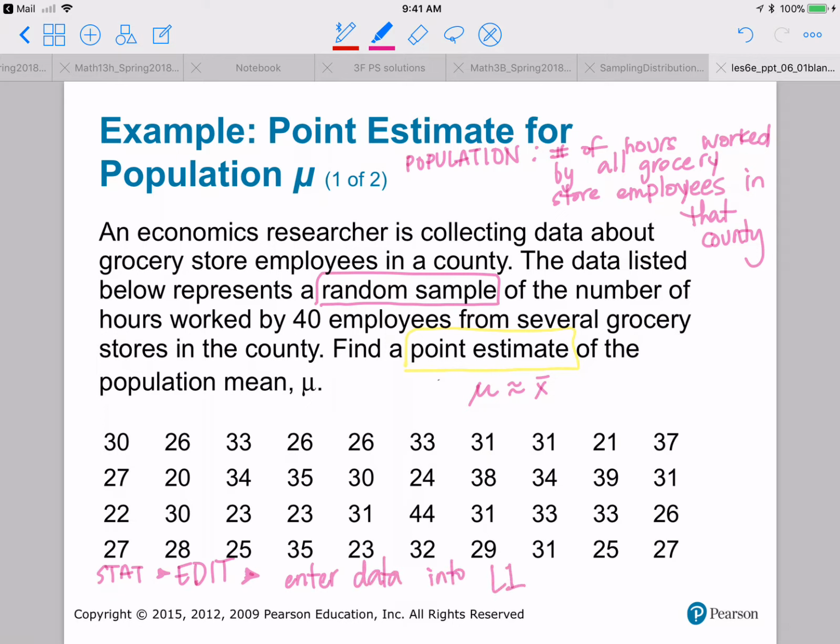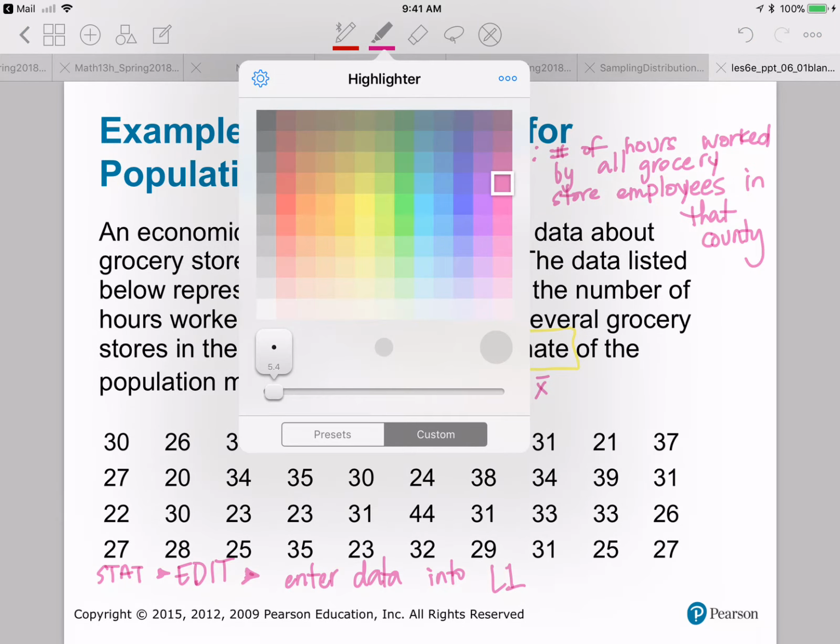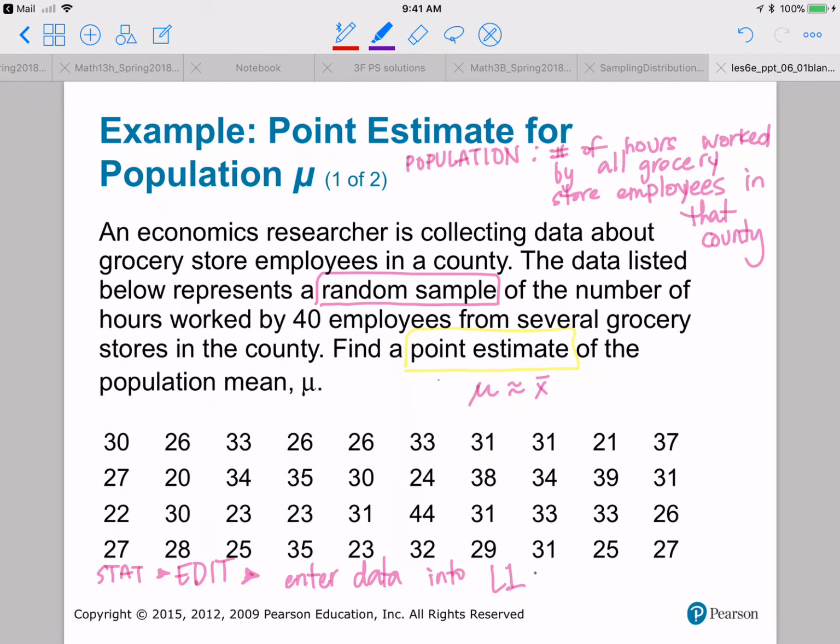And then once you've entered the data into L1, 30, 26, 33, 26, 26, 33, 31, 31, and so on, I've done all of that. Now I press Stat again. Let me use a different color here. So I press Stat, and then I'm going to go over to Calc.